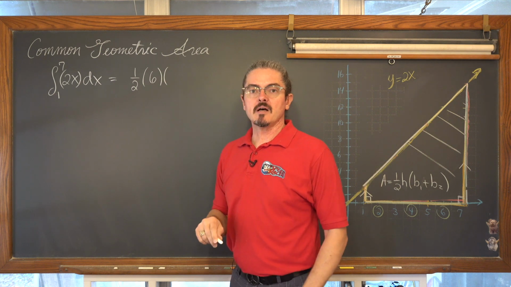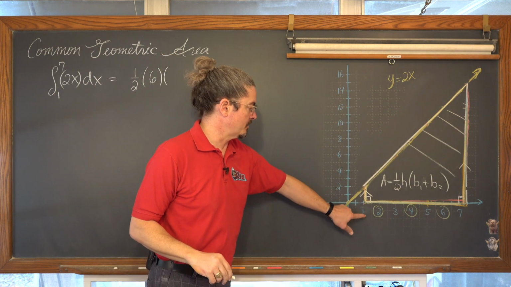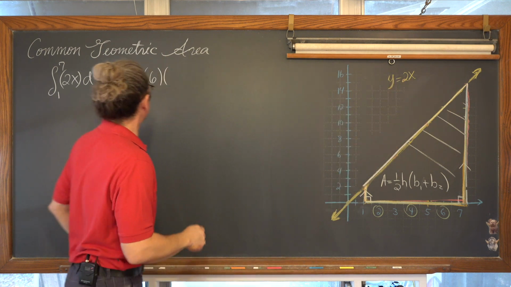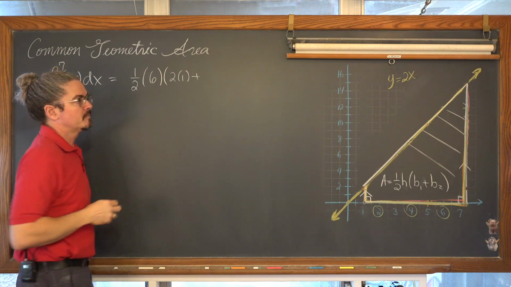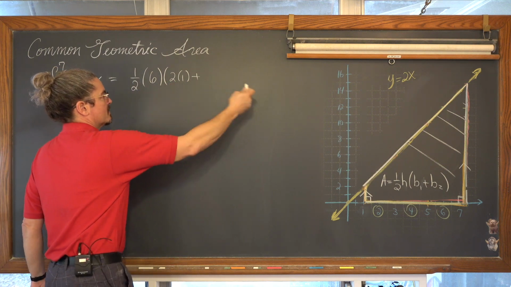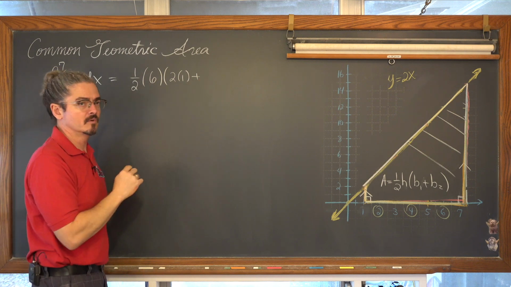And then that's going to be times the height of this side, which is what we get when we plug the value of 1 into our function. So base of 1, or b sub 1, is 2 times 1 plus b sub 2, and the 2 is from the function y equals 2x. b sub 1 plus b sub 2.